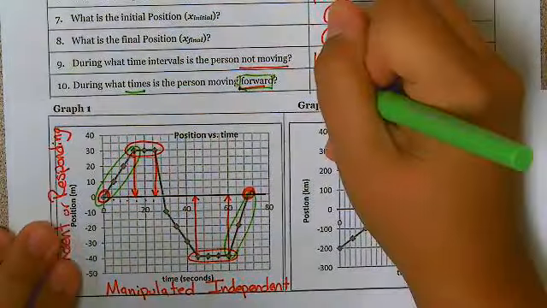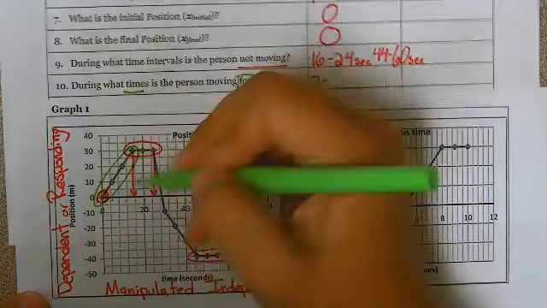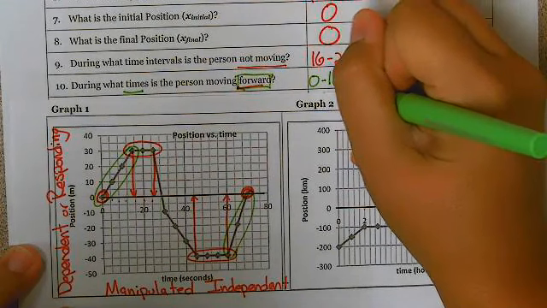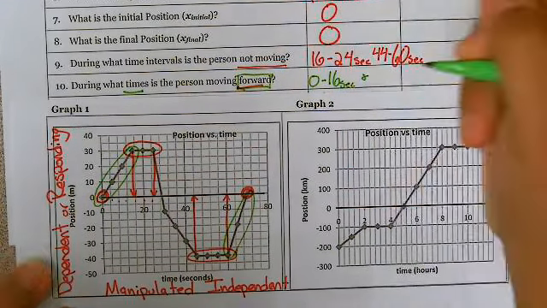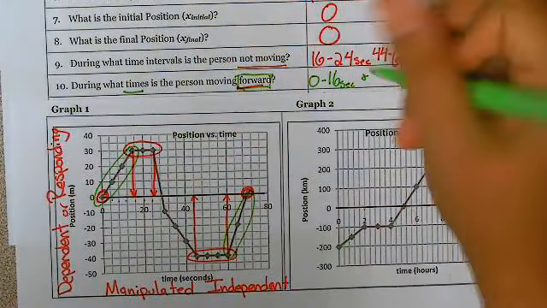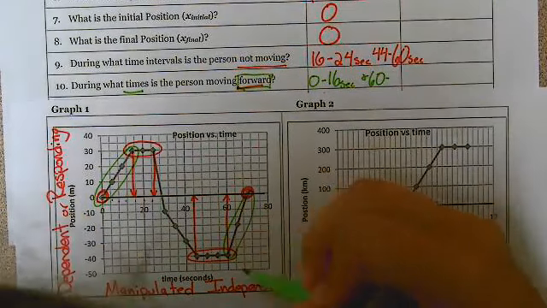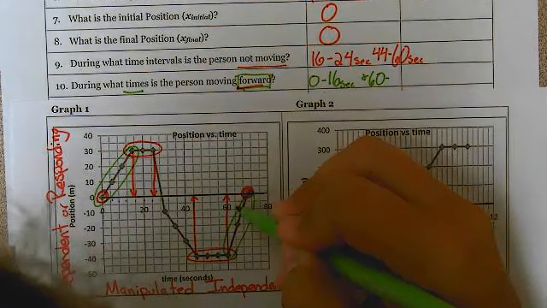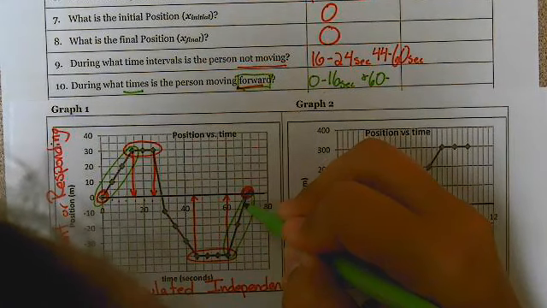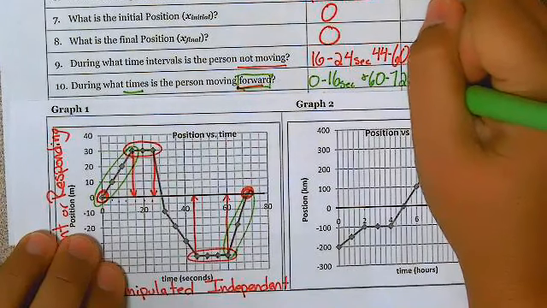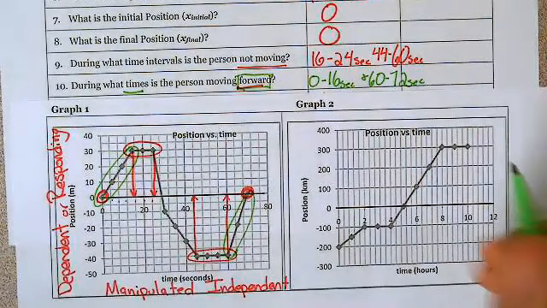So this is asking for the times that the person is moving forward. So between 0 and 16 seconds, and also between 60 and, what is this, 64, 68, 72 seconds.